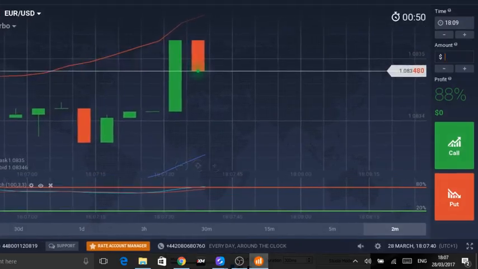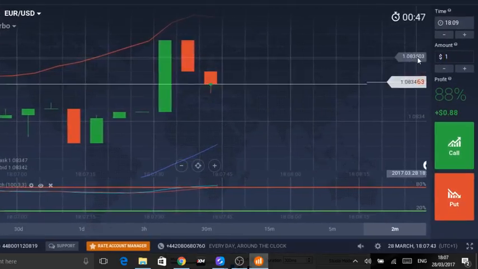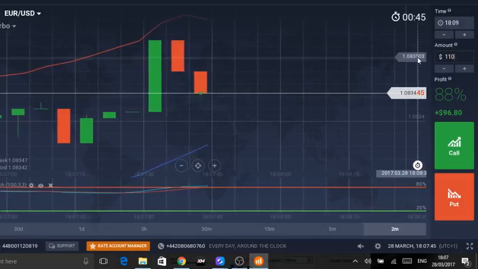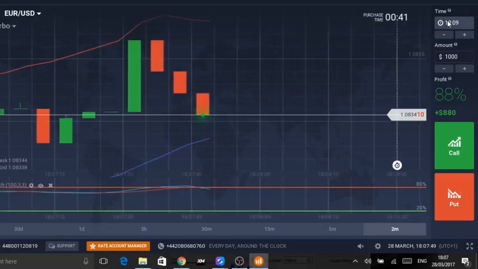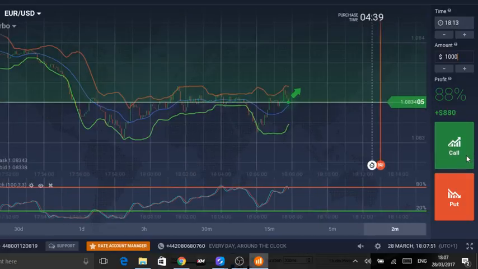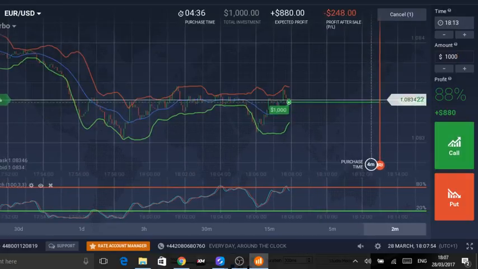I'm just going to take this trade really quick in USD. $1,000 trade on this one. Before I get a really bad price, I'm going to put a 5-minute trade on here. There we go. 5-minute trade.